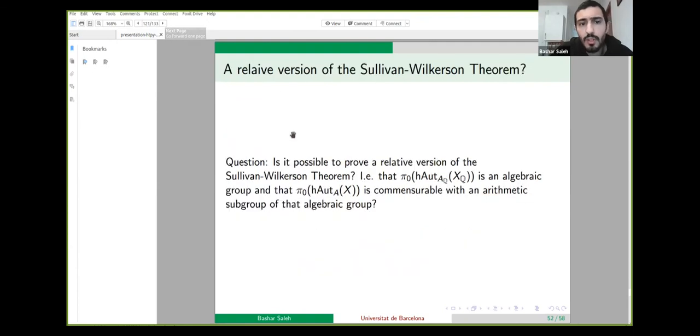So one question that I was thinking about: is it possible to prove a relative version of the Sullivan-Wilkerson theorem, motivated by this universal spectral sequence? Is it like this, that the following group, when we take the relative version, becomes an algebraic group, and this is commensurable with an arithmetic subgroup of this algebraic group?